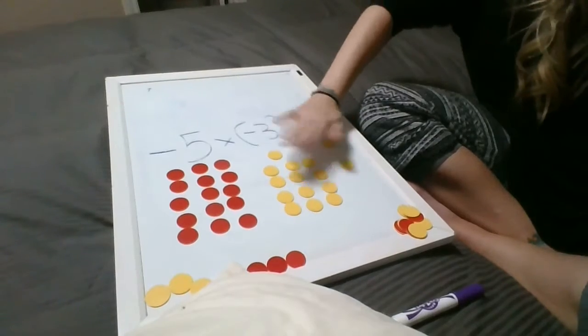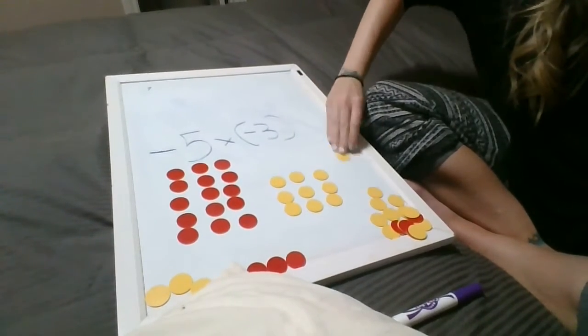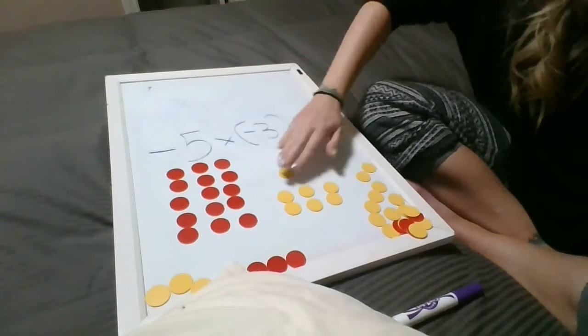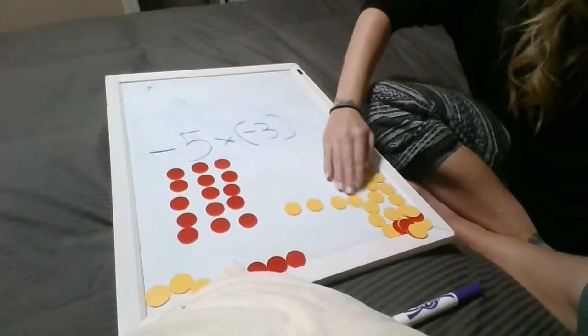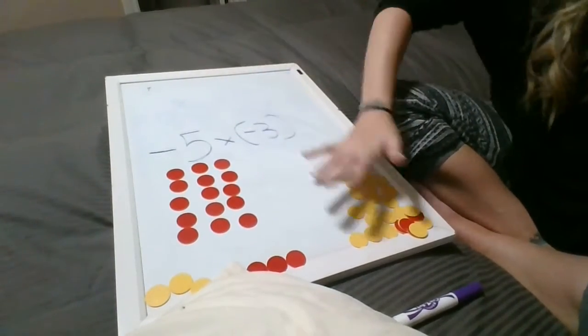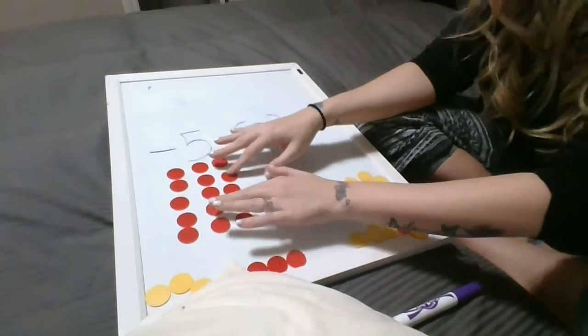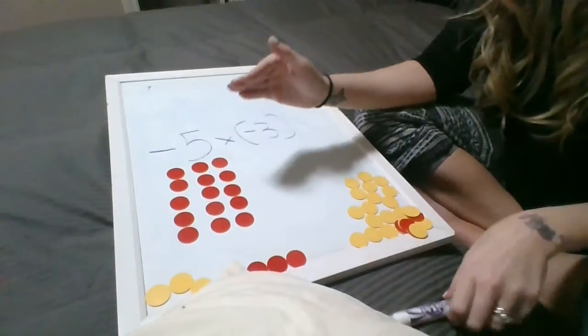So there's one group of -3 going by, 2 groups of -3 getting taken away, 3 groups taken away, fourth group taken away, and finally my fifth group of my -3 taken away. After I take these away, I am left, as you can clearly see, with a -15.